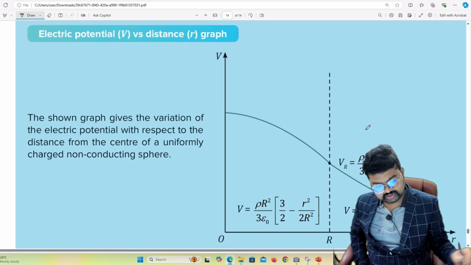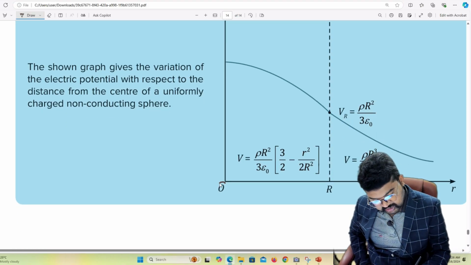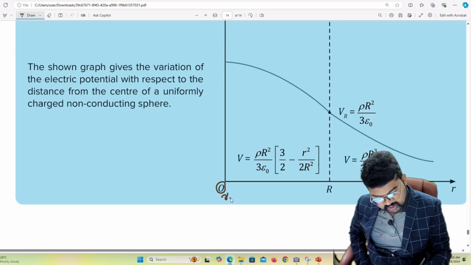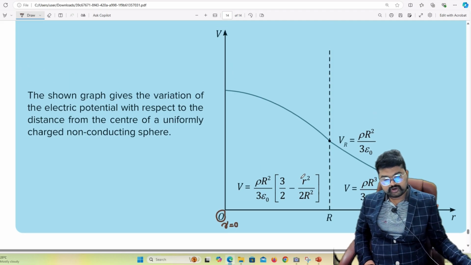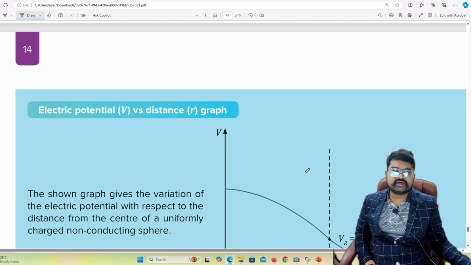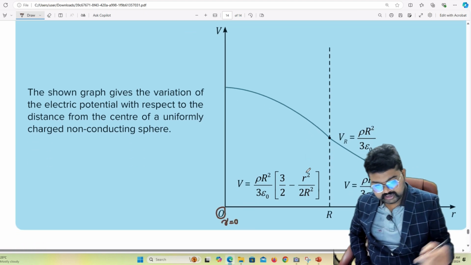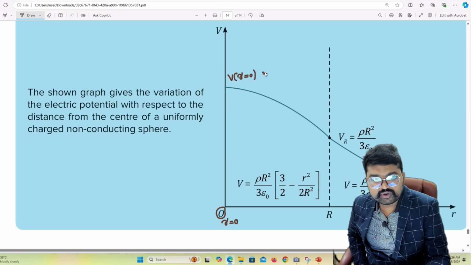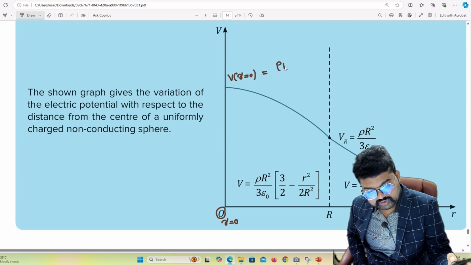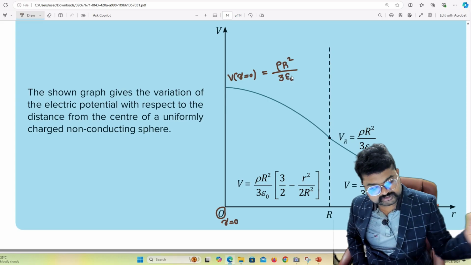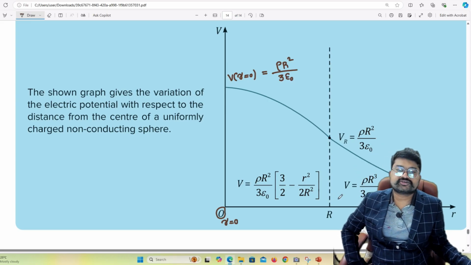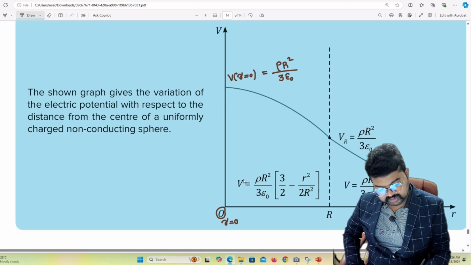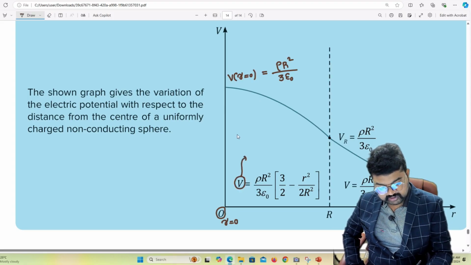At r equal to 0, how much are you getting, tell me? Rho R square by 2 epsilon naught. At r equal to 0, V is rho R square by 2 epsilon naught. And at r equal to R, rho times R square by 3 times epsilon naught. Here we already did this part.